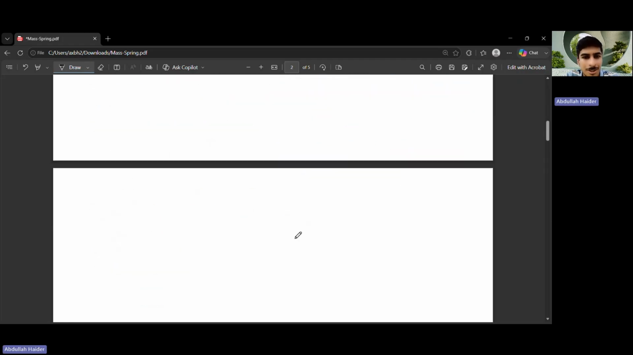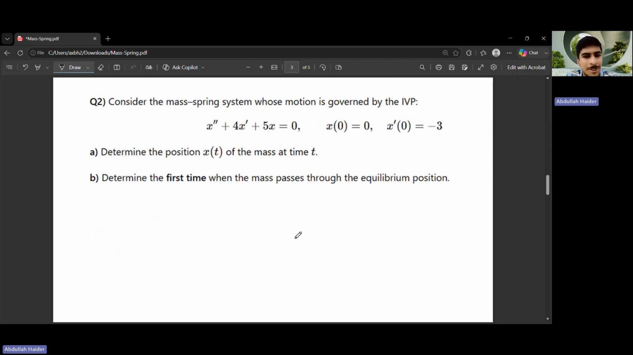So the first thing I want to do is this question to start off with something simple. In here, you consider the mass spring system whose motion is governed by the initial value problem. Now, first thing to note is all mass spring system questions for this chapter, you need to know this formula: mx double prime plus cx prime plus kx is equal to an external force if there is any. If there is no external force, the right side will be equal to 0. So m here is the mass.